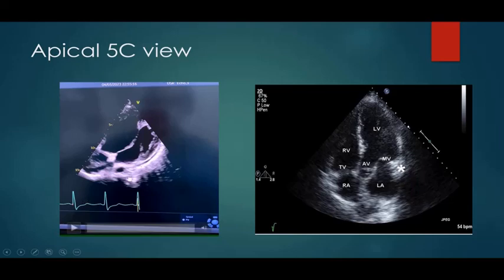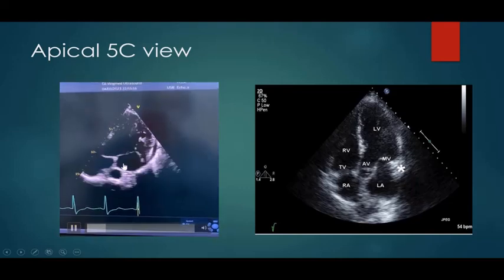So here, on the left hand side, we can make out only the LA and LV and the aorta. This part is the aorta. We cannot make out the RV, tricuspid valve and RA because of that hugely dilated LV; it is occupying almost the whole of the field.